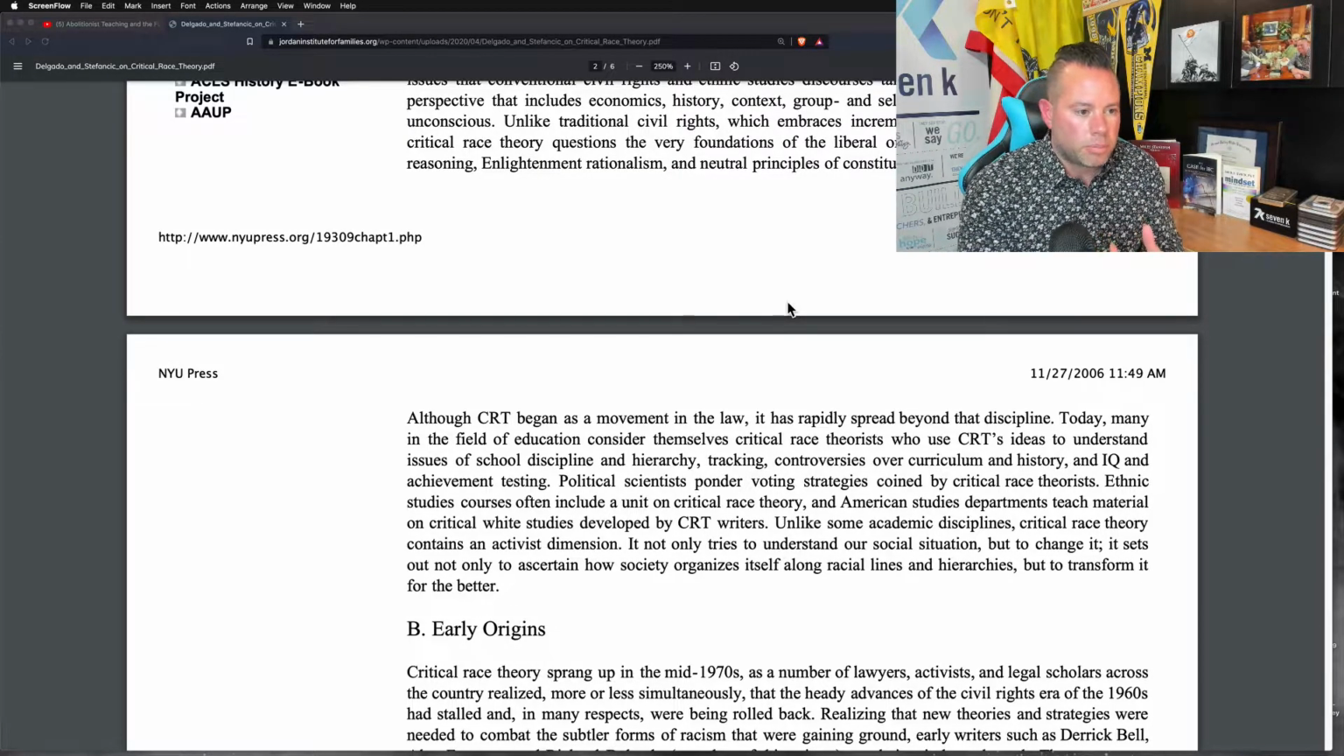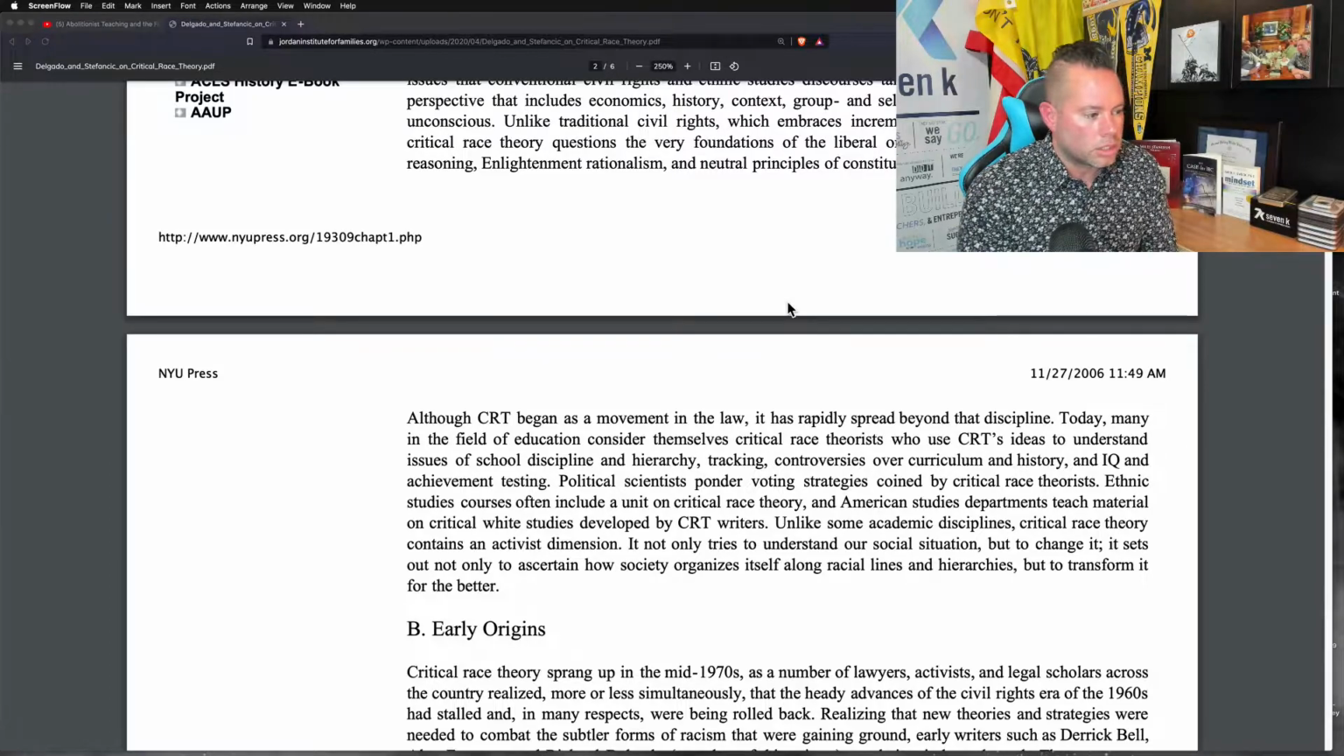Again, this book is from 2001. I know it says 2006, but this is like a copy or something, but the original book was from 2001. So it was 20 years ago. And they're already admitting this is in academia. There are people in education doing this who want to spread it even more. Let's see here. Where were we? Political scientists ponder voting strategies coined by critical race theorists.